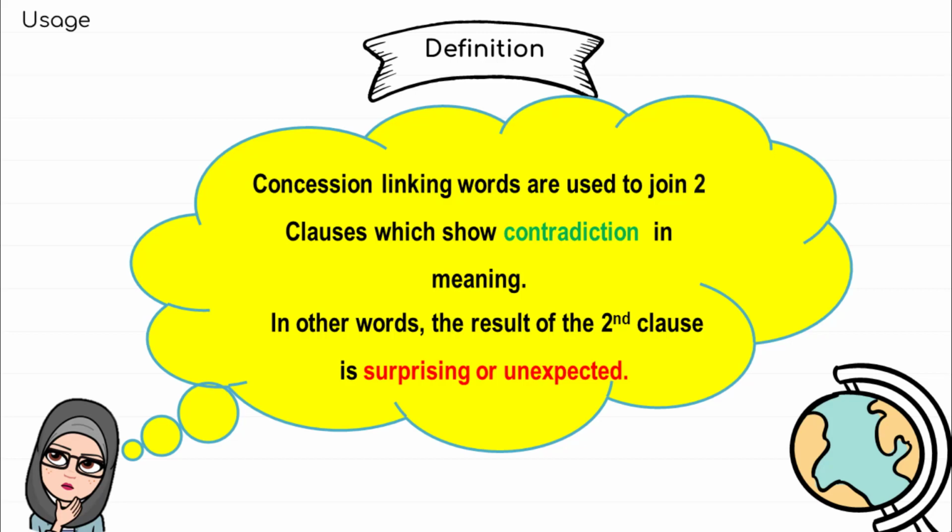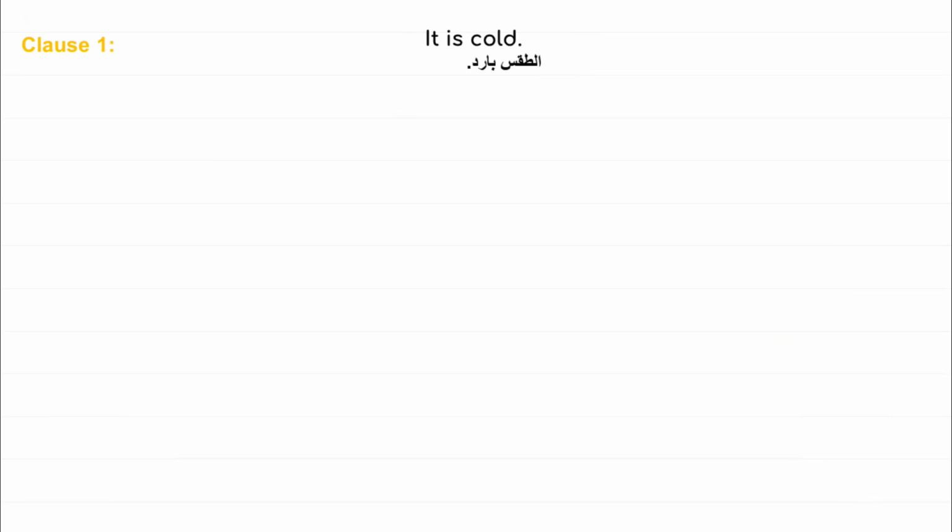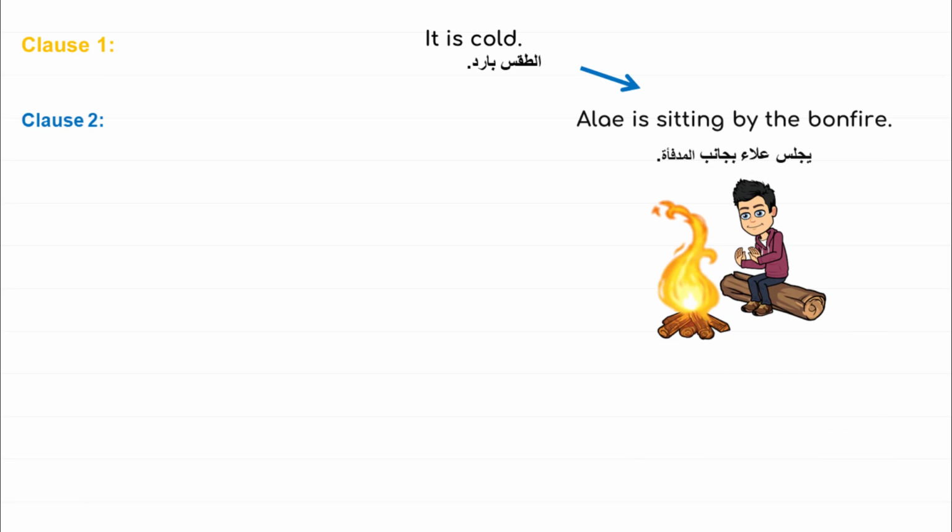To clarify the definition, we will use the following clauses. Clause number 1, it is cold. Clause number 2, Ala is sitting by the bonfire. So what do you think of clause number 2? Ala is sitting by the bonfire when it's cold outside. Is what's happening logical here? Yes, it is, because these two sentences do not contradict each other.